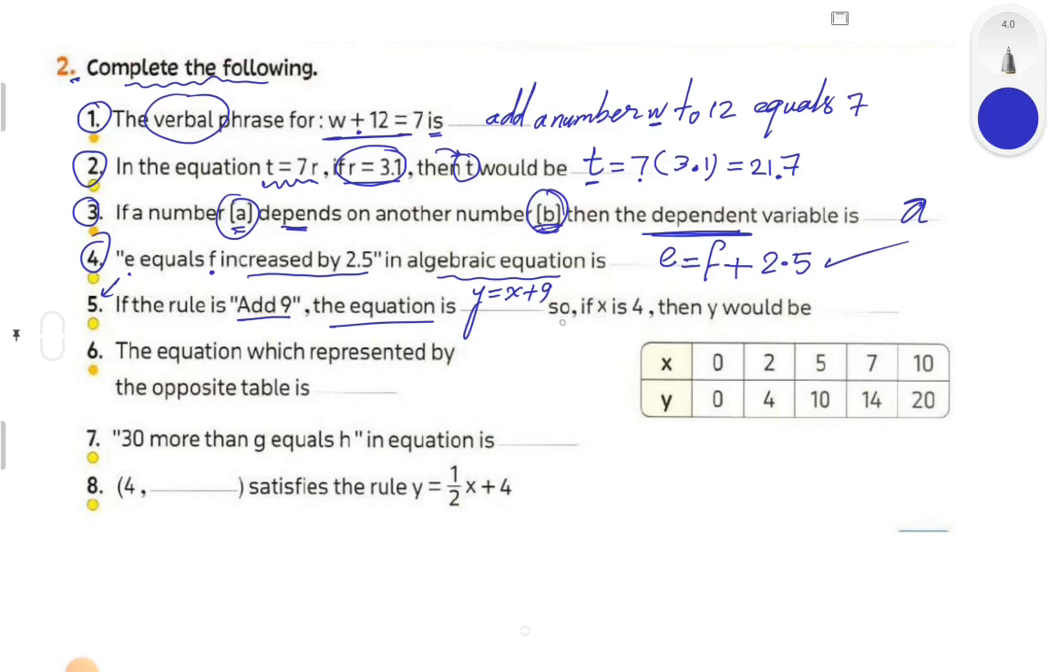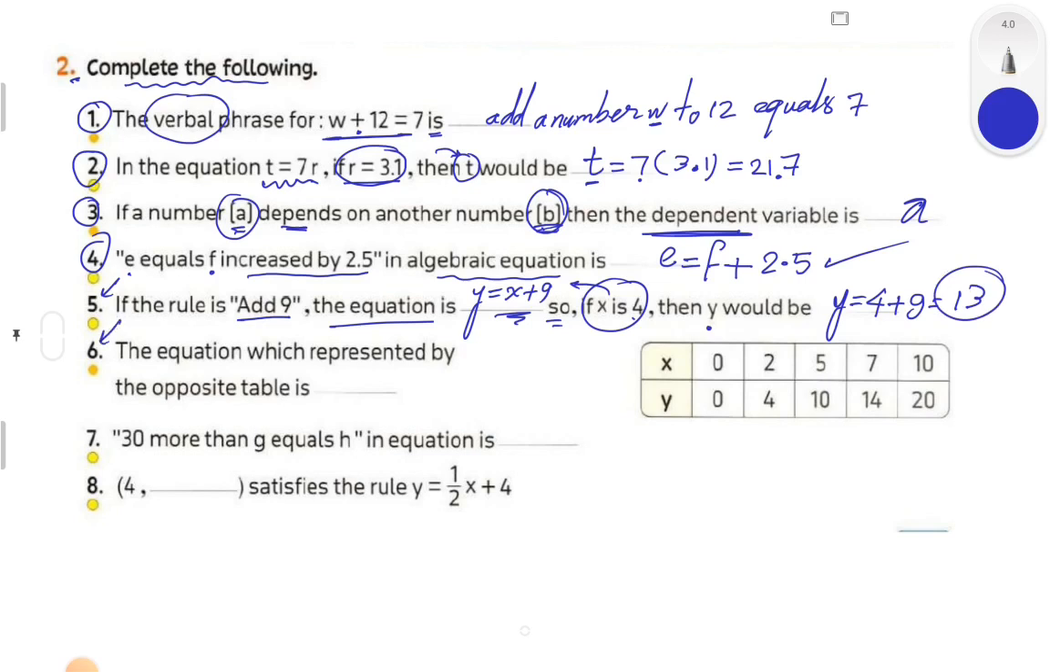Okay, so if x is 4, then y equals what? Just substitute x equals 4 in this equation to get the value of y. y equals x plus 9. x equals 4, write 4 instead of x, plus 9. That equals 13.